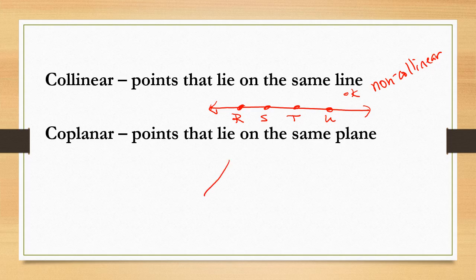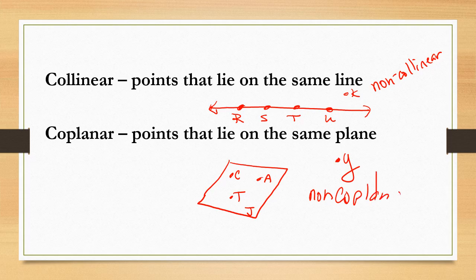Coplanar, similar situation. You have some plane, we can call that plane J. And I can put all the points I want to on this plane. So point C and point A and point T are on this plane, but I might have some point Y that is not on this plane, and this would be considered a non-coplanar point. Okay, moving on.